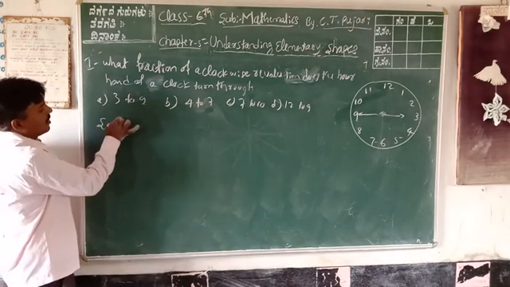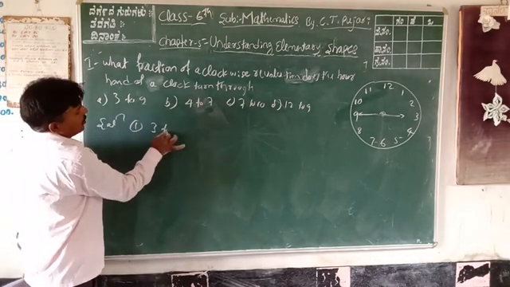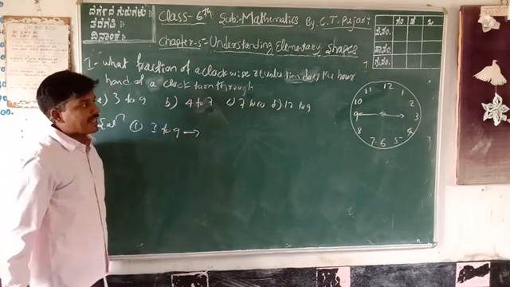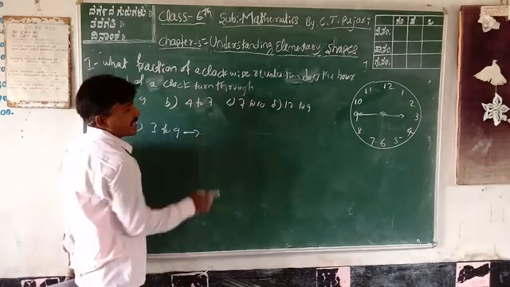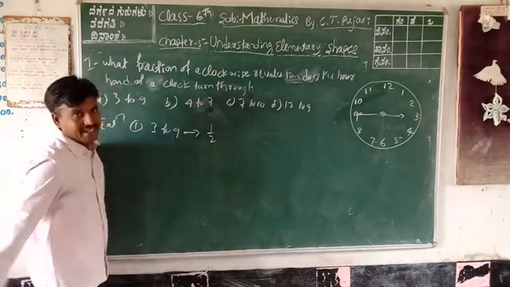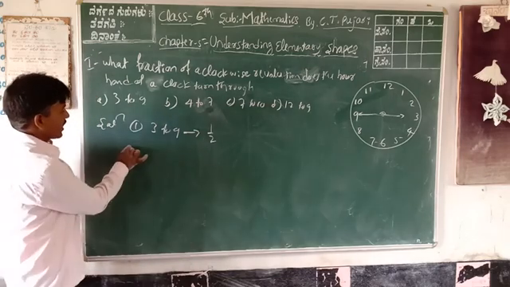Very easy. The first one, 3 to 9, is an angle of 180 degrees. 180 degrees means half the revolution, which means only 1 by 2 revolution. This fraction is 1 by 2. The second one is what?